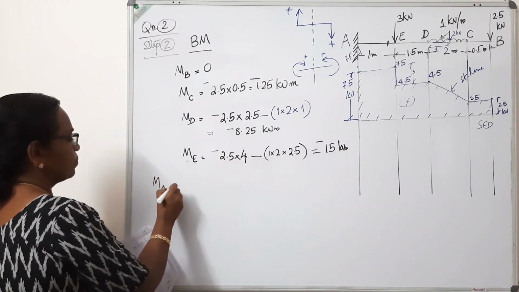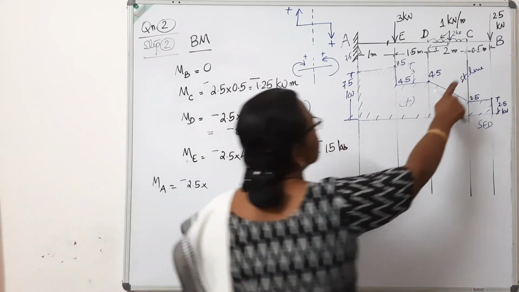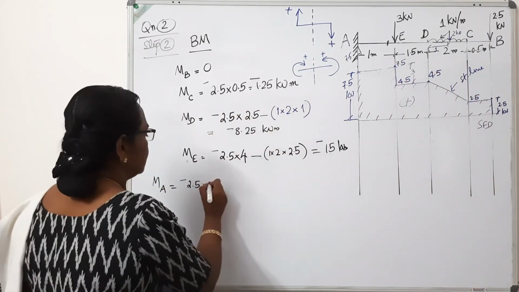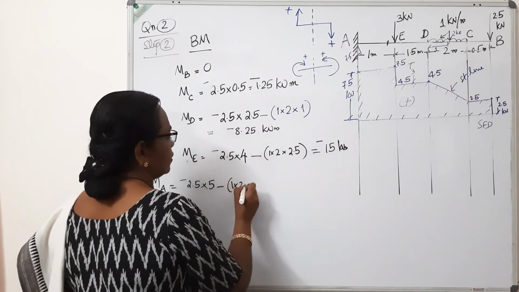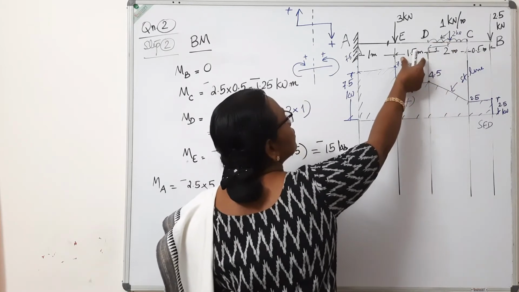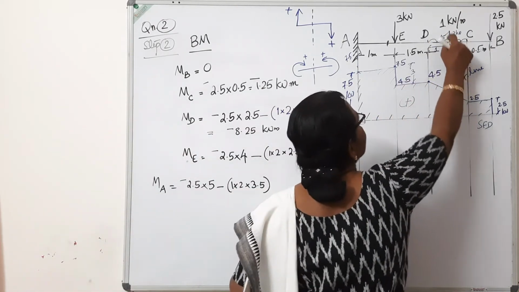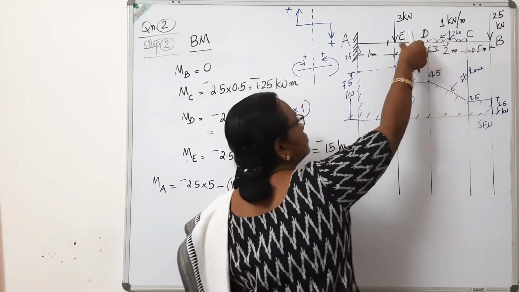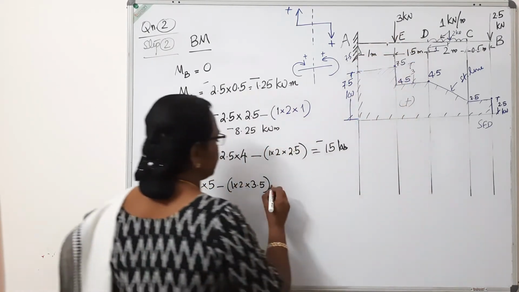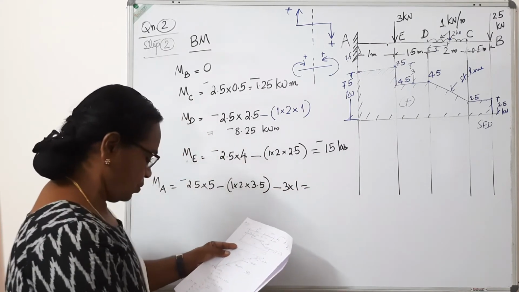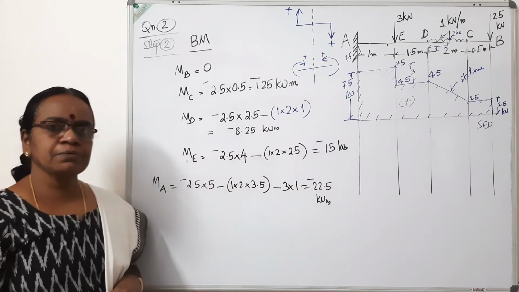Next, moment at A will be minus 2.5, the first load, acting at a total distance of 2.5 plus 1.5 plus 1, 5. 2.5 into 5, minus this load. This load is 1 into 2, acting at center. The distance is 1.5 plus 1, 2.5 plus 1, 3.5. Then this load 3 acting at 1 meter. So minus 3 into 1. It works out to 22.5 kilonewton meter.